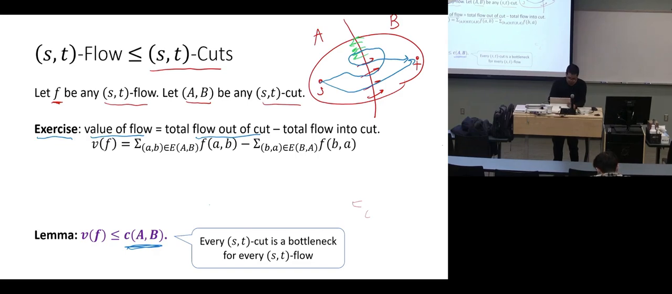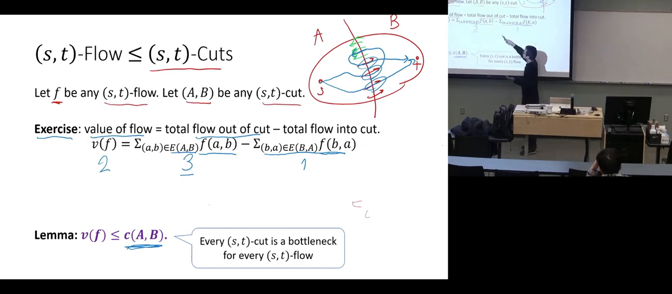So for example, in this example, the total flow that you send from A to B is this one, this one, this one. So this is 3. This is summing over all edges from A to B. This is 3 in this case. And minus the total flow that you send from B to A, in this case is 1 because you use this edge once. And the value of the flow in this case is 2 exactly. Okay. So this is just the statement that you get, and you can at least see from this example that it is true. So the total value of flow is just the flow out of a cut minus the flow into the cut.